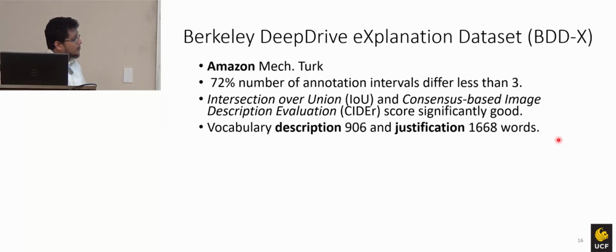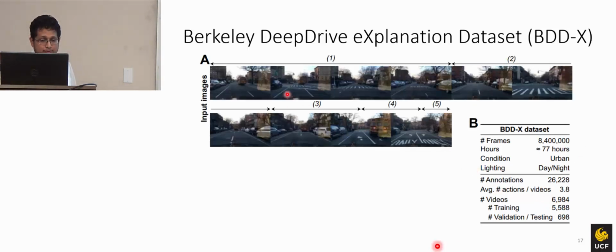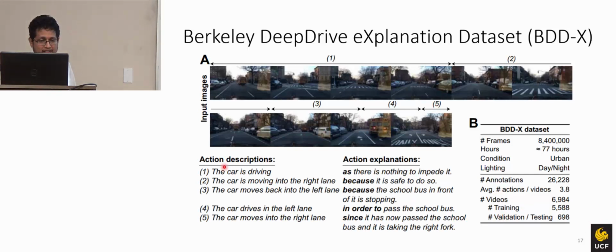The vocabulary for the description part, which means what action the vehicle is taking, is 906 words, and the justification vocabulary has 1668 words, which is higher. So the data set consists of 77 hours of data and almost 26,000 annotations. For an example input, this video has 5 parts. For the first part, the annotation is: the car is driving, and the explanation is, as there is nothing to impede it. If we go to number 4, there is a school bus, so it says the car drives in the left lane in order to pass the school bus. This is very natural, human, understandable language.